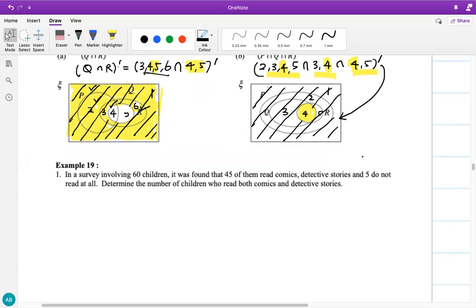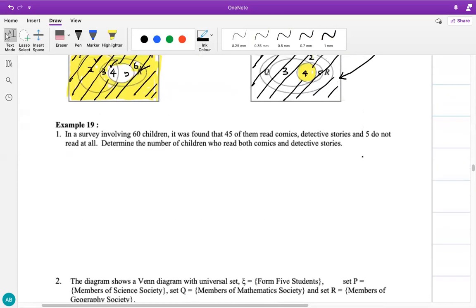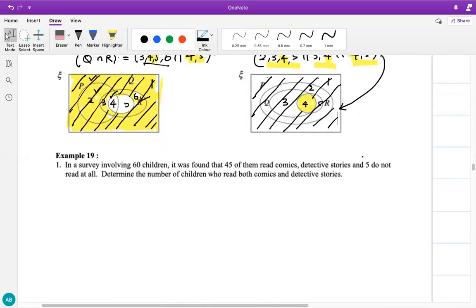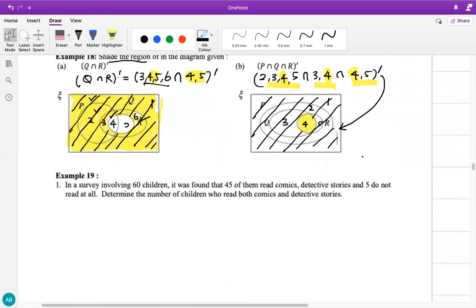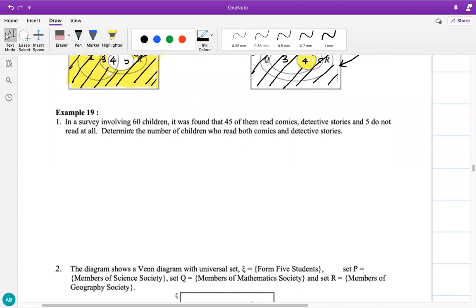Now we go to example 2 first. I think example 1 has something wrong with the question. If you read, in a survey involving 60 children, it was found that 45 of them read comics, detective story, and 5 do not read at all. Determine the number of children who read both comics and detective story. I think there is not enough information.